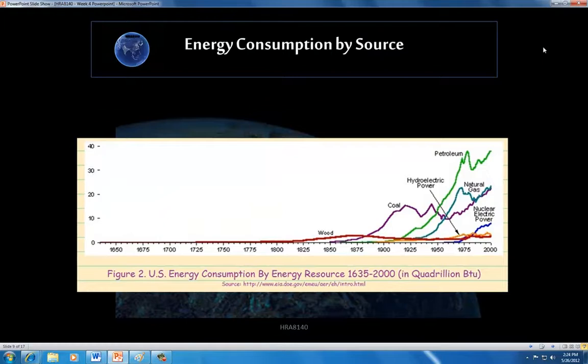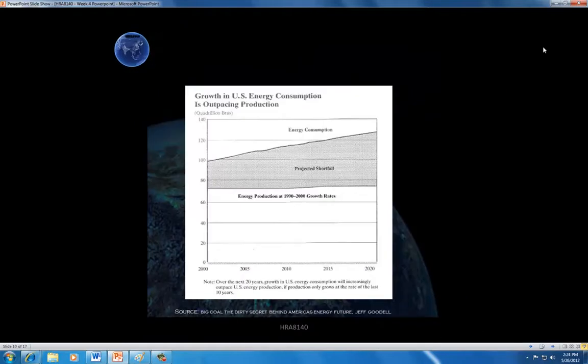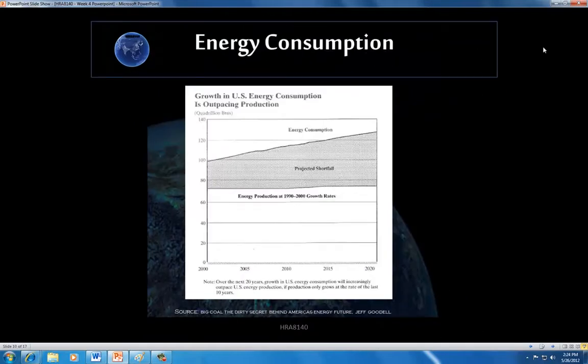This graph shows us the United States energy consumption by energy resource. And if we take a look at petroleum, we can see that starting at around 1900, the use of petroleum begins to grow almost exponentially. This graph shows us the growth in the United States energy consumption is outpacing production. Our needs for energy are getting larger, and we're not keeping up with the output of energy required.